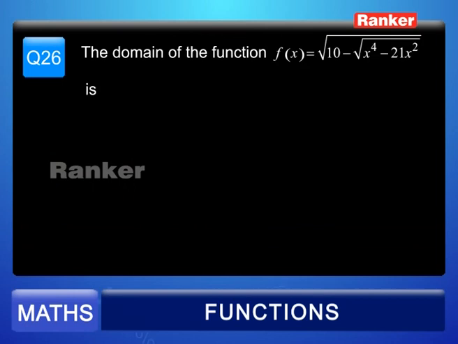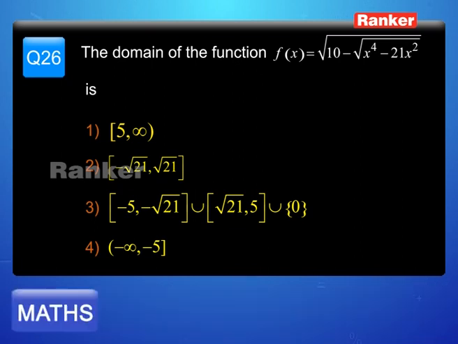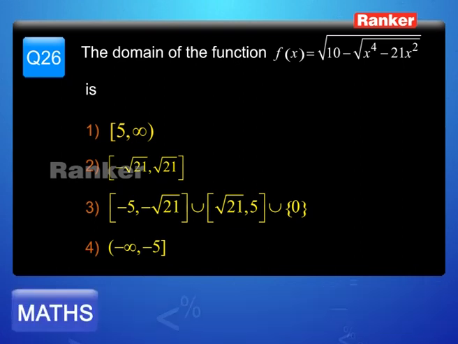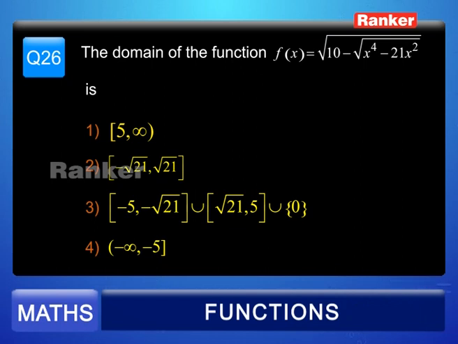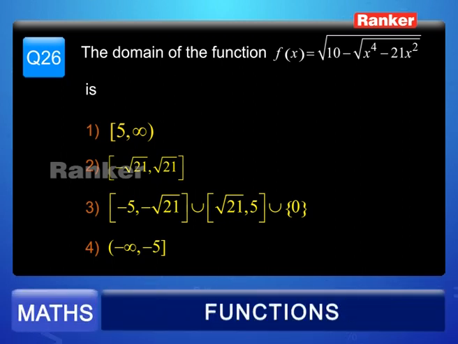He is asking us to find the domain of a function. The function given is f of x is equal to square root of 10 minus square root of x power 4 minus 21x square. And 4 options are given. The first option is closed interval 5 to infinity. Second option is closed interval minus root 21 to plus root 21. Third option is closed interval minus 5 to minus root 21 union root 21 to 5 union singleton 0. And the fourth option is minus infinity to minus 5. These are the options given.